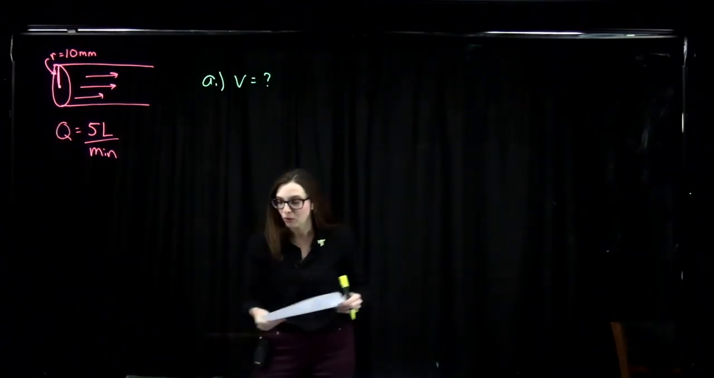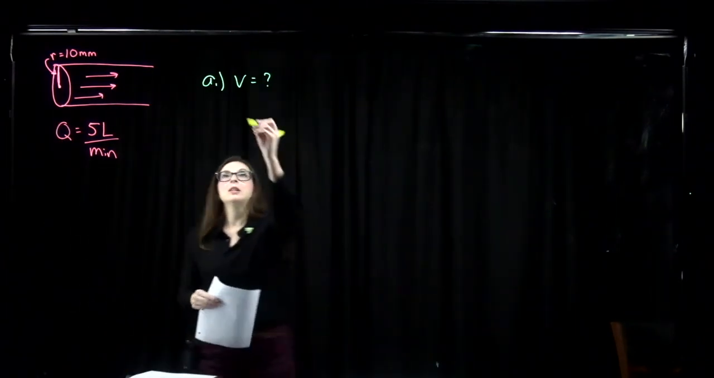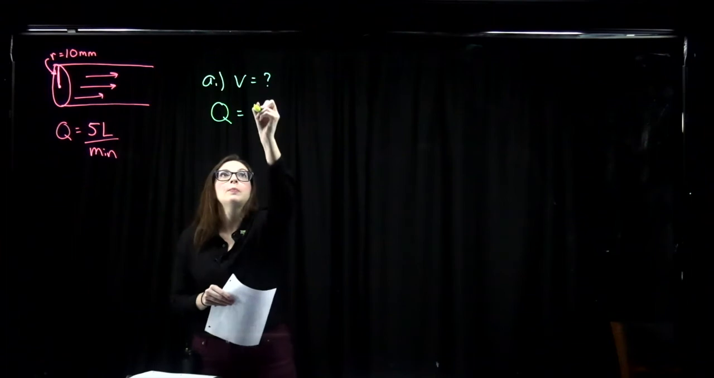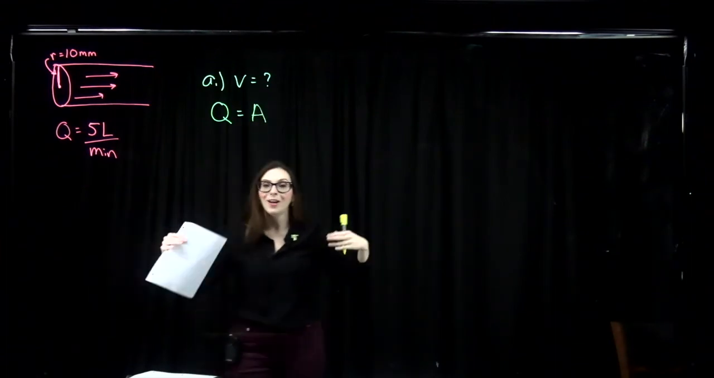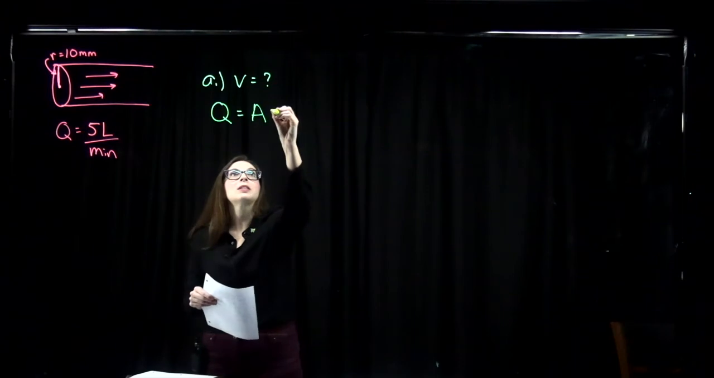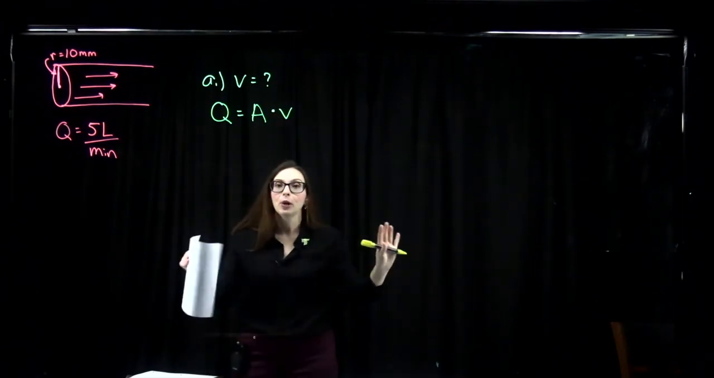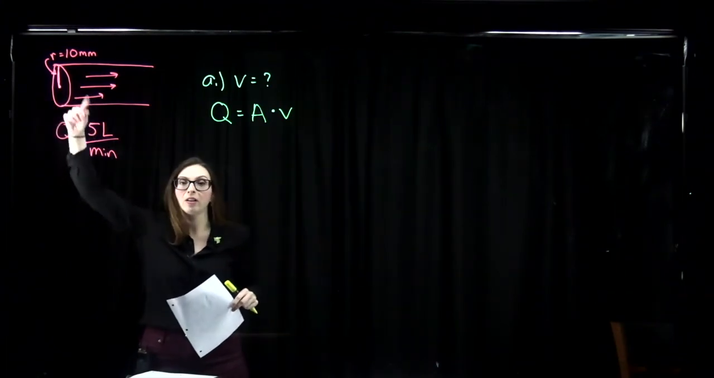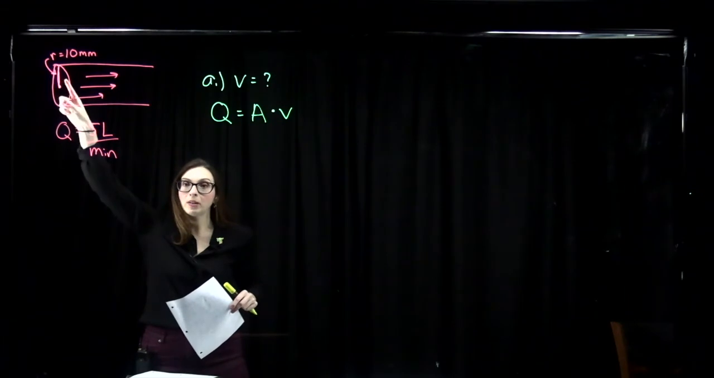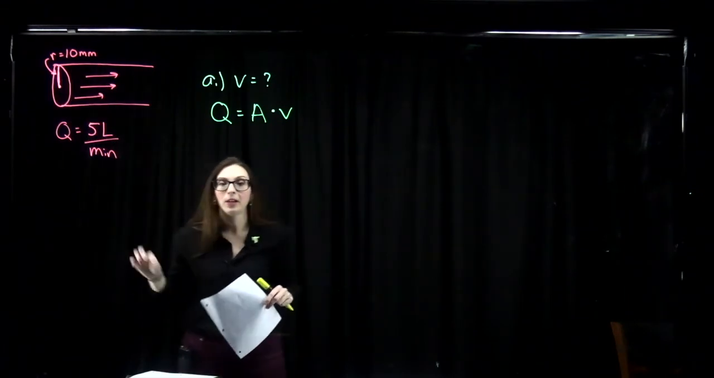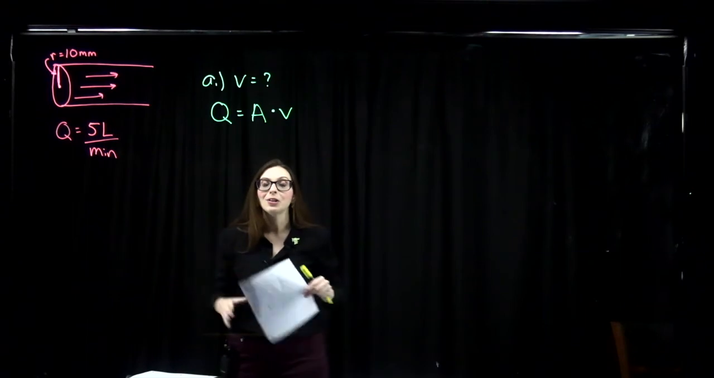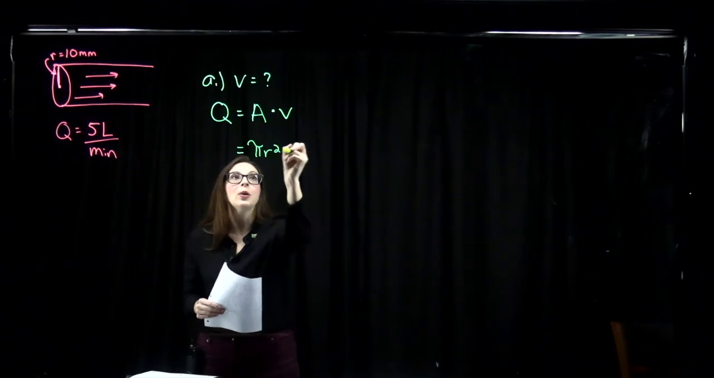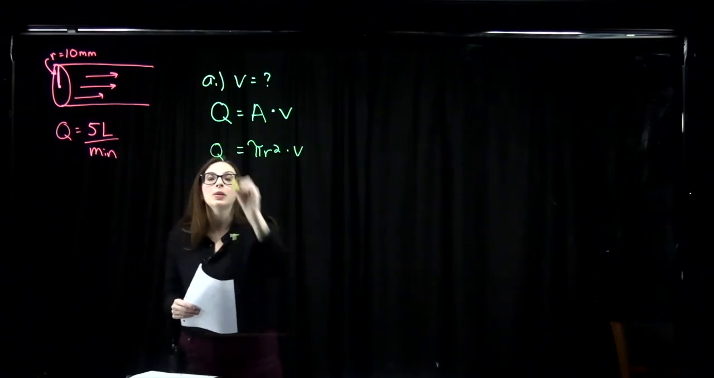So let's go back to one of our equations for flow rate. We said that Q, the flow rate, is equal to the cross-sectional area of that tube or pipe times the speed at which that fluid flows through this cross-section, okay? So we have our cross-sectional area of our aorta right here. We know its radius is 10 millimeters. So what's the area of a circle? The area of a circle is pi r squared. So we can replace this area with pi r squared times v is equal to Q, okay?